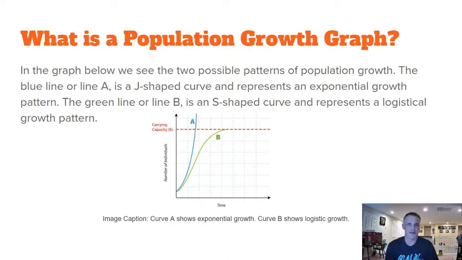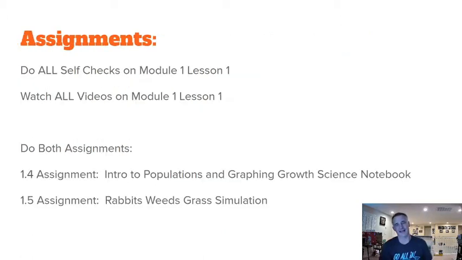So again, the two graphs that I showed earlier, right? You have two basic graphs. You have the blue one, which is letter A, that's exponential growth. And then the green one, which is letter B, that shows logistic growth. One's kind of J-shaped, right? Letter A is this J-shaped exponential curve, and letter B is this kind of stretched out S-shaped curve that demonstrates logistic growth. All right. That takes us up to the assignment.